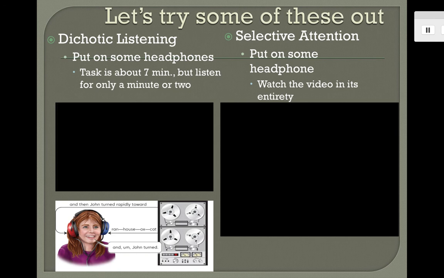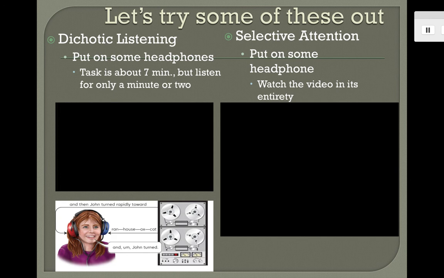Here we're going to try this out by looking at the shadowing task, and we're going to look at what's called dichotic listening. Essentially, dichotic listening is the idea of the shadowing task: we're going to have multiple stimuli coming in. In this specific instance, we're going to have one storyline coming in from the right side and one storyline coming in from the left side.